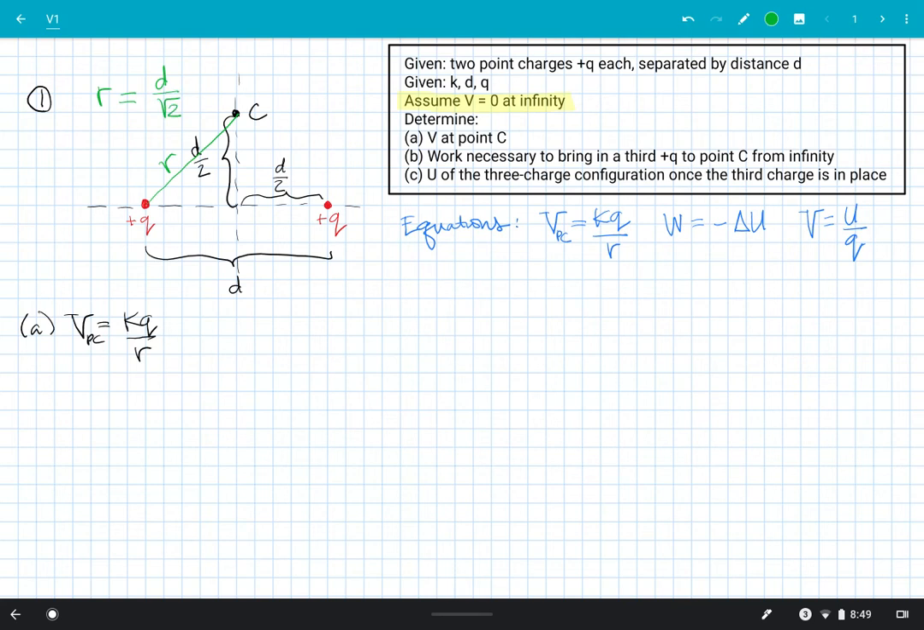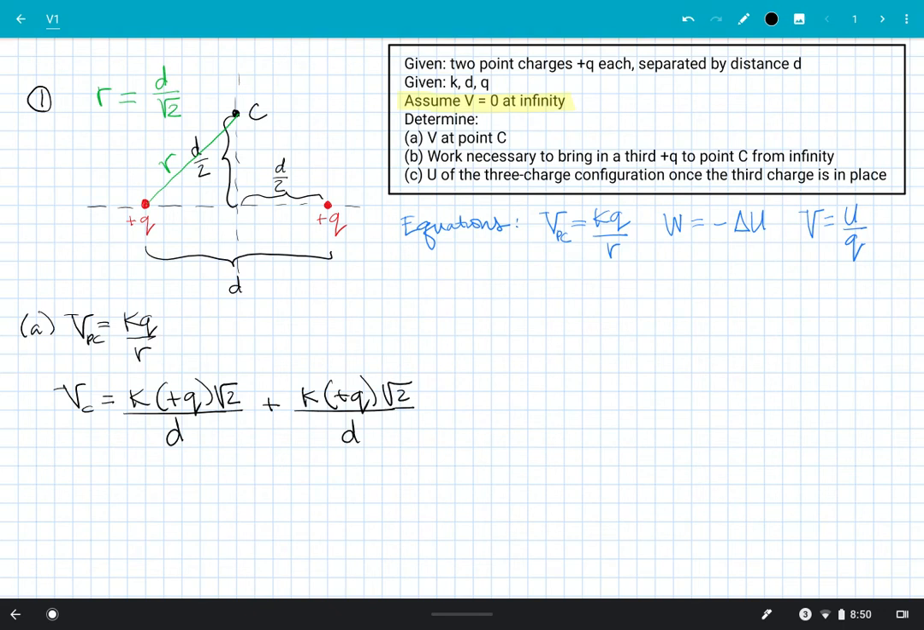So if I want to find the potential at point C, I sum up the potentials from the charges that contribute to it. That's just going to be k times positive q over r, which is d over root 2. I'll pop that root 2 up in the numerator for the left charge, and then I consider the right charge. It contributes in exactly the same way: the same charge, positive q, and the same distance away, d over root 2.